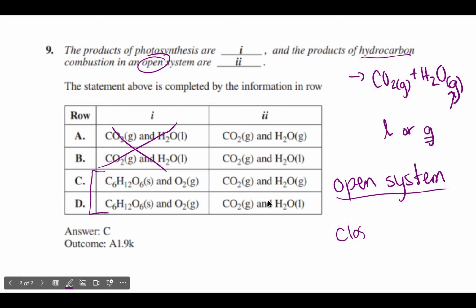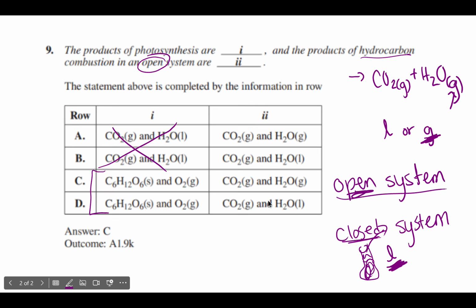If it was a closed system, right? So think of water in a bottle that is sealed. If you had water in here and it's a closed system, that water can't go anywhere. It stays in the container, so it stays as a liquid. So in closed systems, you get liquids. In open systems, you get gas.